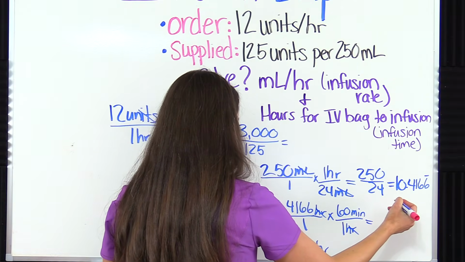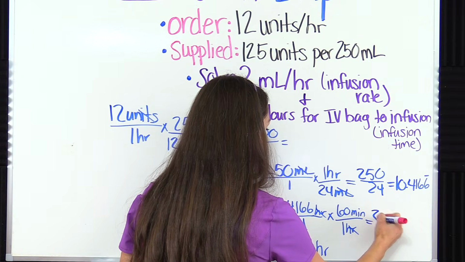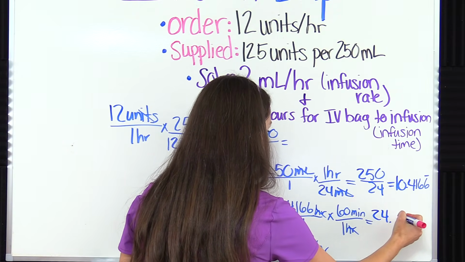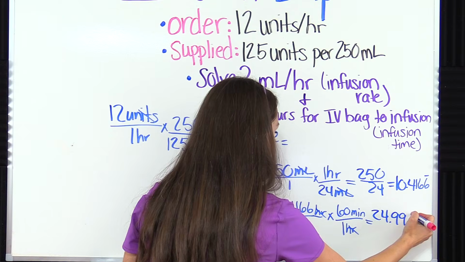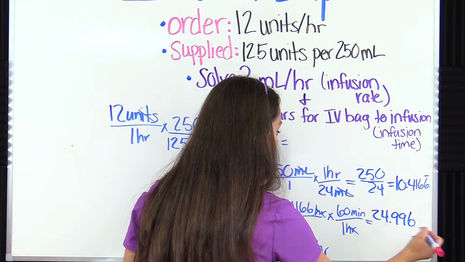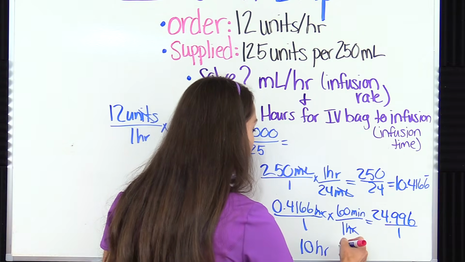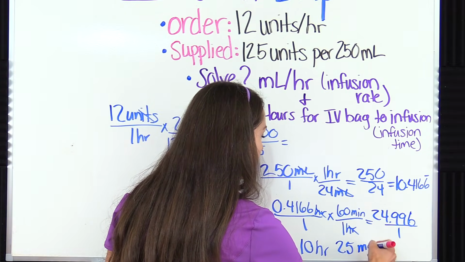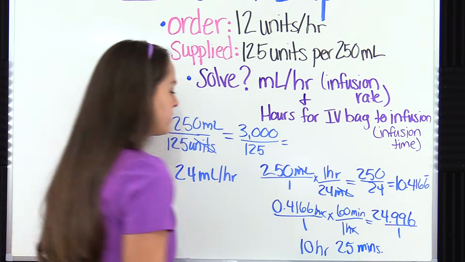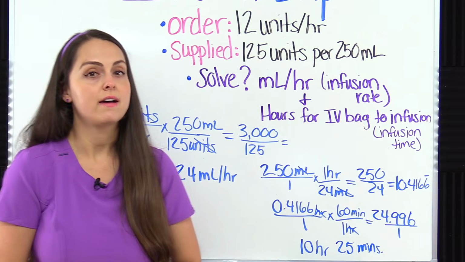So when we multiply that out, you get 24.996, and then that would be your answer. So we're going to round to 25. So we have 25 minutes. So our infusion time is 10 hours and 25 minutes.